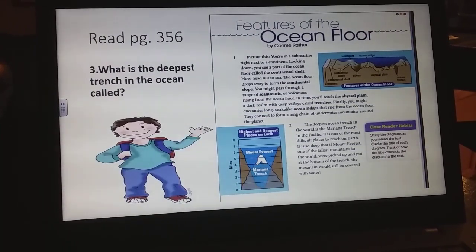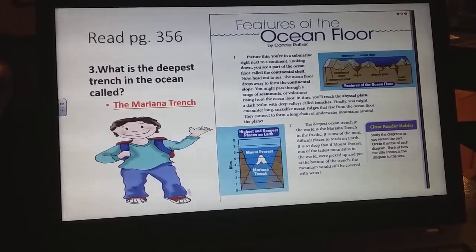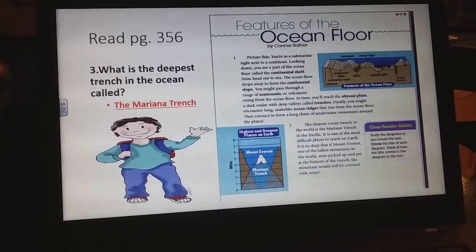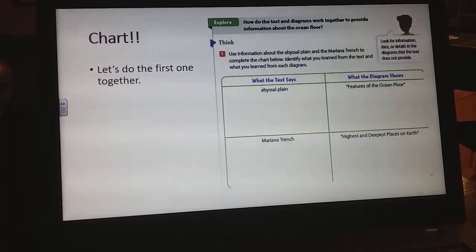Question number 3 says, what is the deepest trench in the ocean called? The Mariana Trench. It tells me right here in paragraph number 2, the deepest ocean trench in the world is the Mariana Trench in the Pacific. So that leads us to our chart.